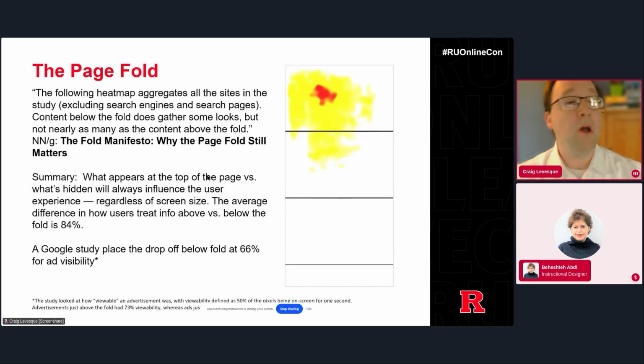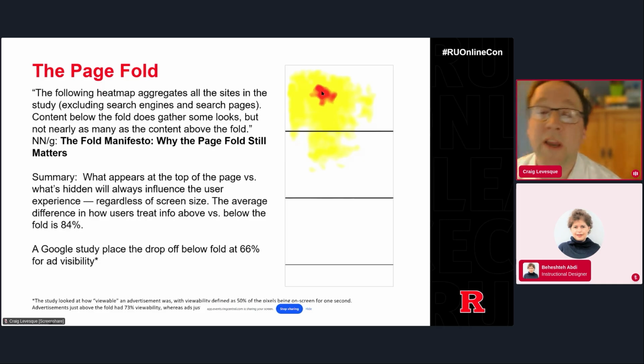Now we're going to look at some page viewing patterns. And we have to talk about the page fold. So of all the viewing patterns that we're going to look at, the page fold is the one that actually has the most relevance to us. What this says is that things within the first 2 screens get about 84% of our attention. Or put it another way, people spend 84% of their time on those top 2 screens.